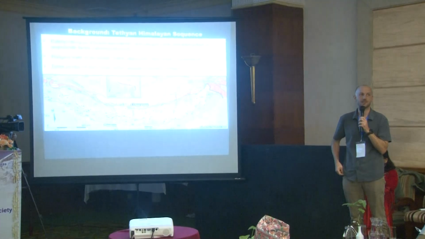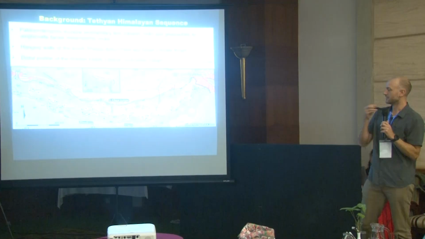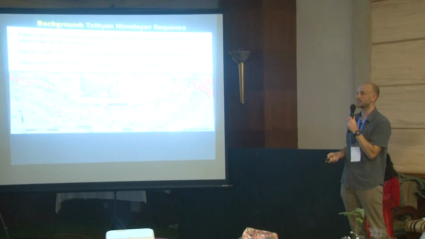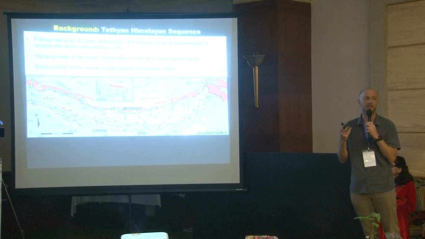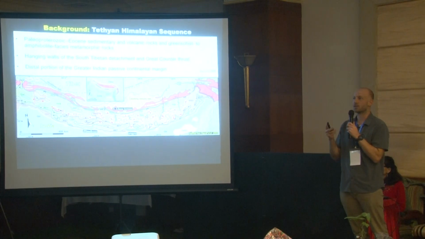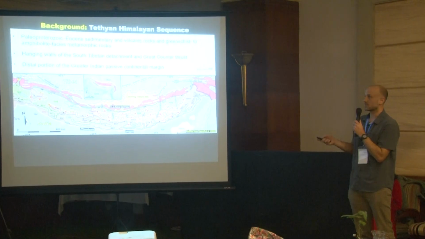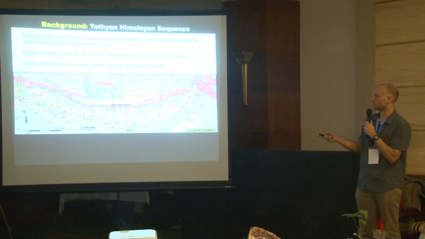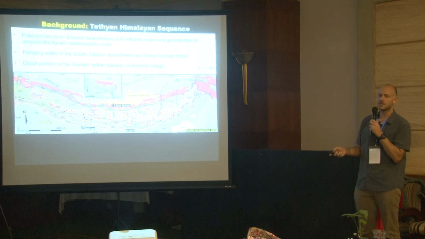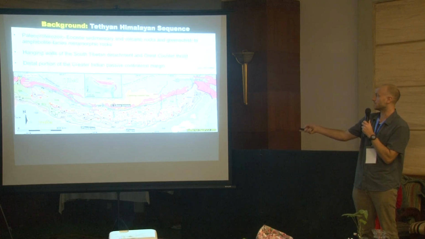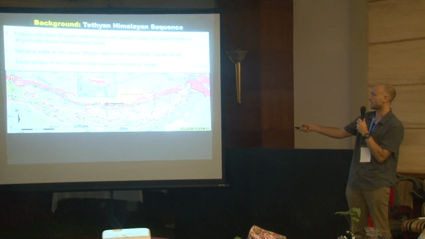The Tethyan Himalayan sequence, as many of us know, consists of Paleoproterozoic to Eocene sedimentary rocks and volcanic rocks. And those are unmetamorphosed to greenschist to amphibolite facies. And in this simplified geological map of the Himalayan orogen, you can see the Tethyan Himalayan sequence shown in this green color. So these rocks are in the hanging wall of the South Tibetan Detachment. The South Tibetan Detachment, or STD, is shown here in this red line.